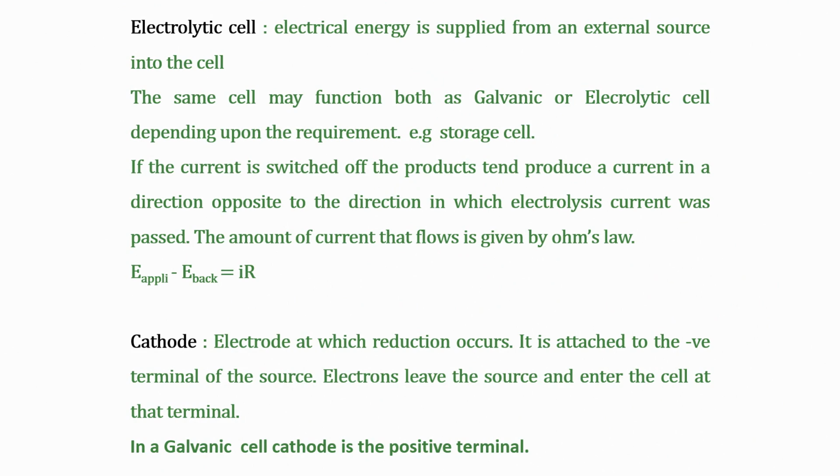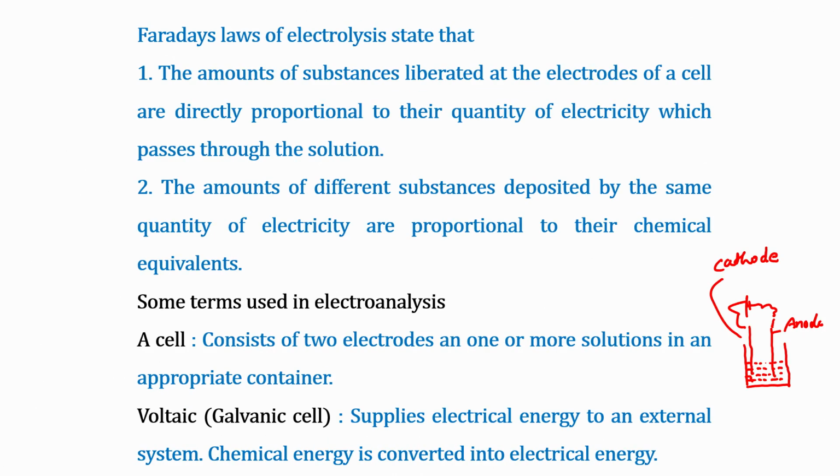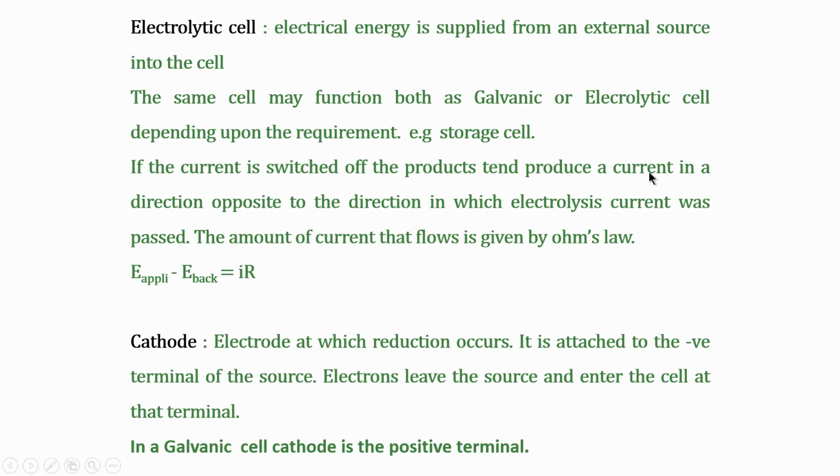Okay. Now, imagine a system like this, it is going on, and I switch off the current, stop the reaction. Then what happens? If the current is switched off, the products tend to produce a current in the opposite direction. The amount of current that flows again is given by Ohm's law. So, E applied, that is EMF applied, minus EMF coming backwards is equal to IR. So, this expression holds good.